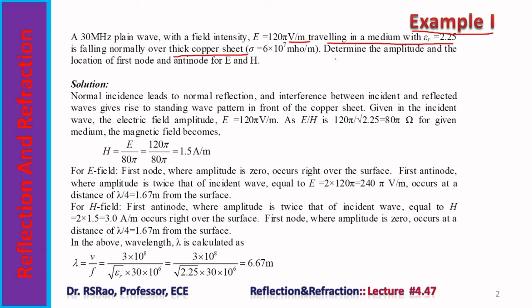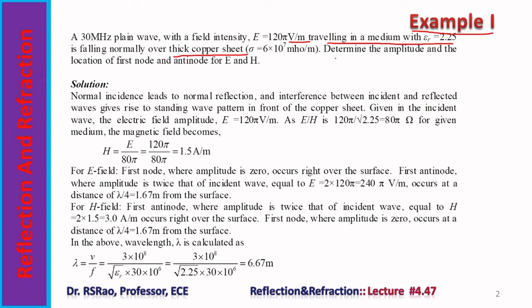Before going to the solution process, we need to recollect the fact that when a wave falls over the surface of a conductor, reflection happens obeying Snell's laws. When the incidence is normal, reflection is also normal. Now, there are two waves, normal to the reflecting surface, traveling in opposite directions: incident wave and reflected wave. Interference between them results in a standing wave pattern. Standing wave pattern means formation of nodes and antinodes, for electric field and for magnetic field too.